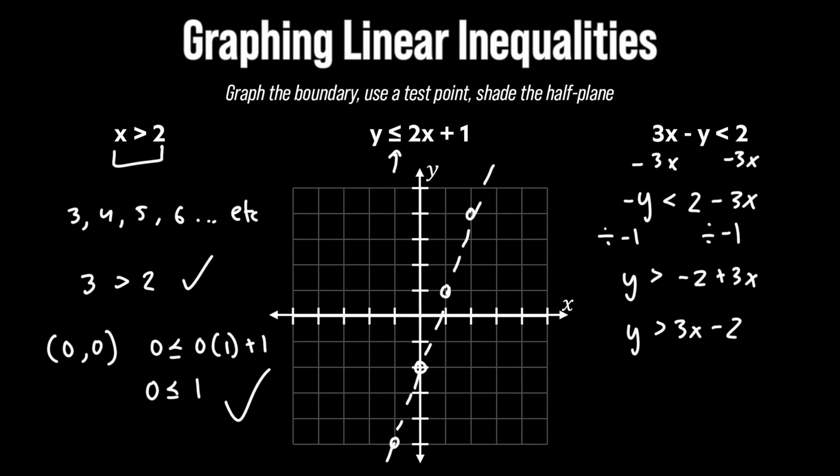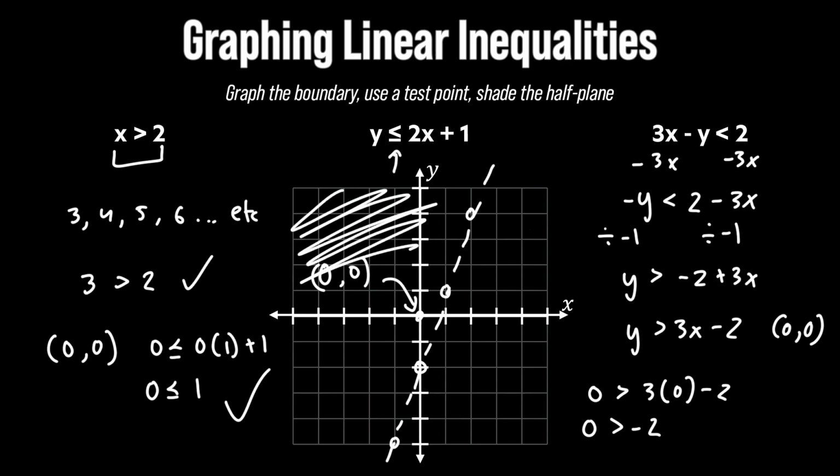So if we plugged in 0, 0, we're going to get 0 is greater than 3 times 0 minus 2, which is going to be 0 is greater than negative 2. And this is true. So this means that the point 0, 0 is included in the solution. We can confidently shade the side of the half plane.